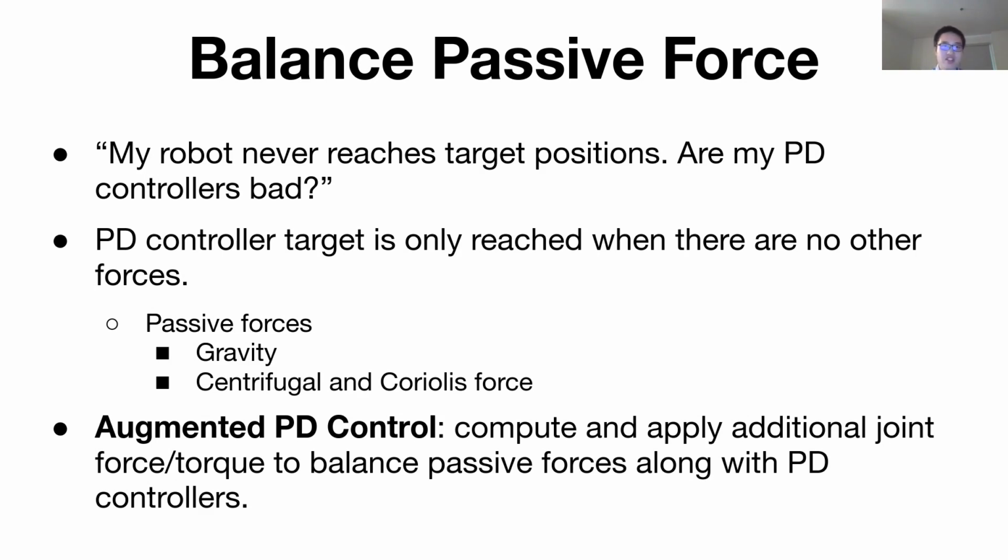For PD controllers, the target is only reached when there are no other forces. For example, when there is no gravity, then there will not be any steady-state errors with PD controllers. But when there is gravity, we want to use the augmented PD control, where essentially we are applying additional joint force or torque to balance the passive forces along with the PD controllers. So in that case, simulators would be able to achieve a zero error state with the PD controllers.